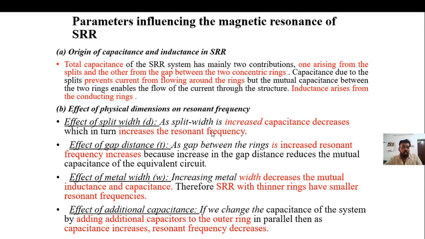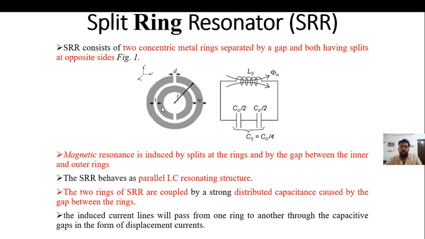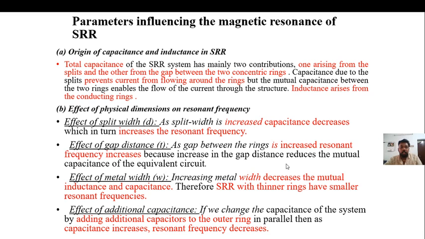If the split width increases, the capacitance decreases, and when the capacitance decreases, the resonant frequency increases. If the gap distance increases, the resonant frequency increases. If the metal width increases, the capacitance decreases, and as a result the resonant frequency increases. If additional capacitance is added, the capacitance increases and the resonant frequency decreases.